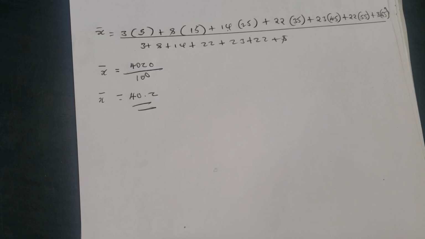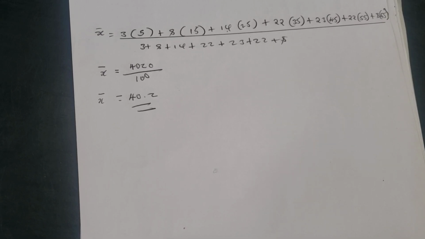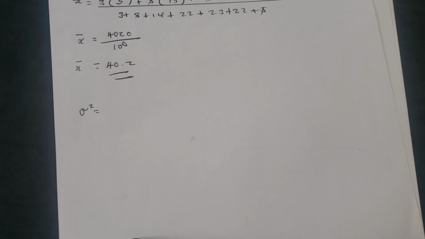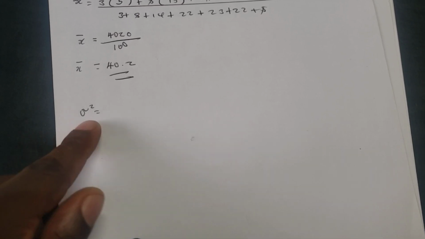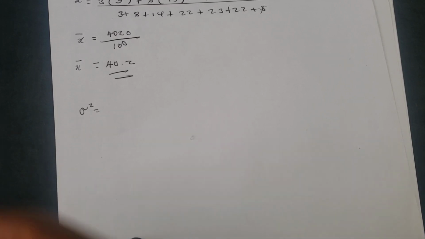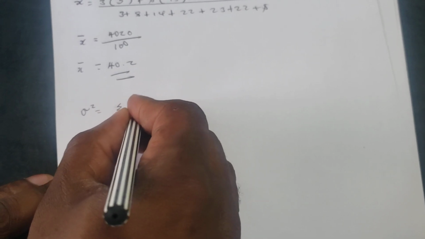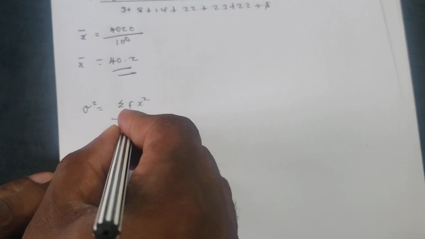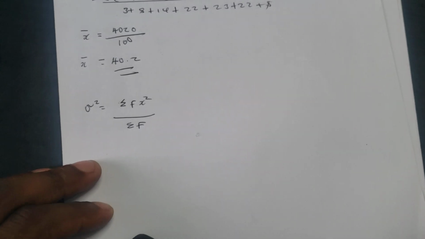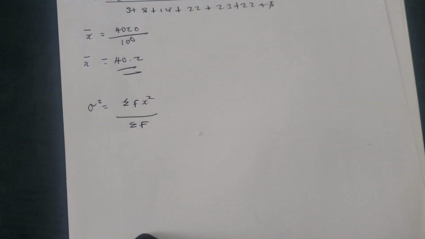All right. So now how do you get to find the variance? The variance is denoted by this symbol. For us to find the variance, we are going to say the summation of f of x squared over summation of f. Okay? So what is the summation of f of x squared?